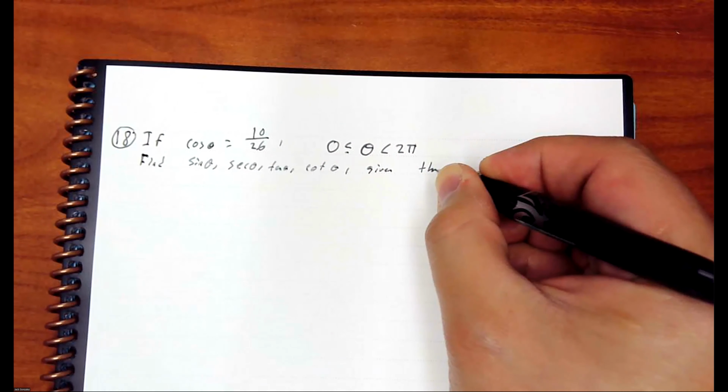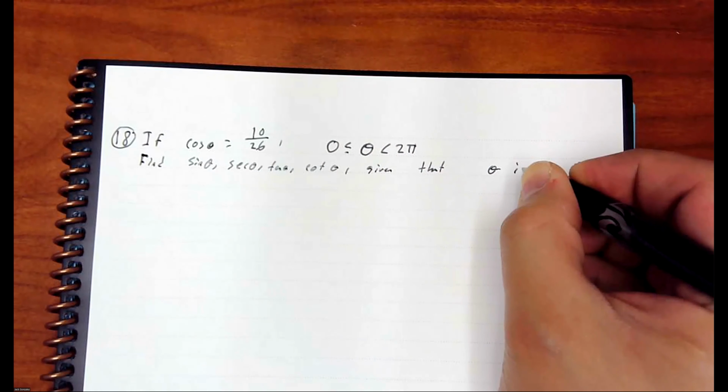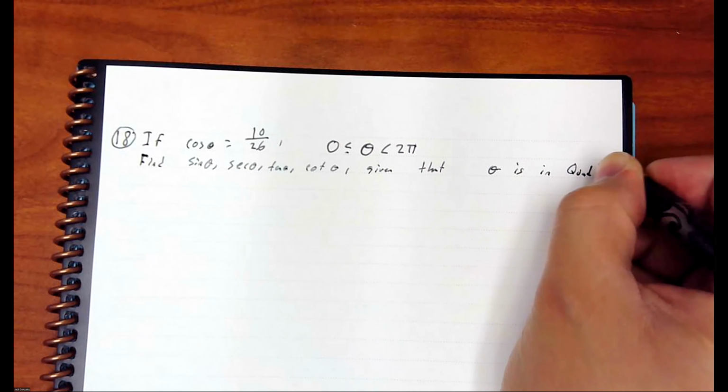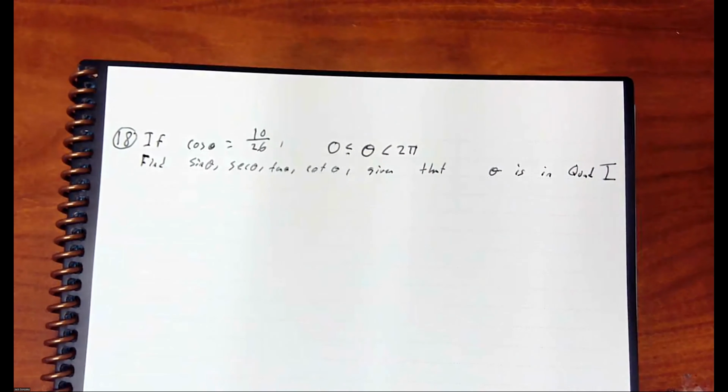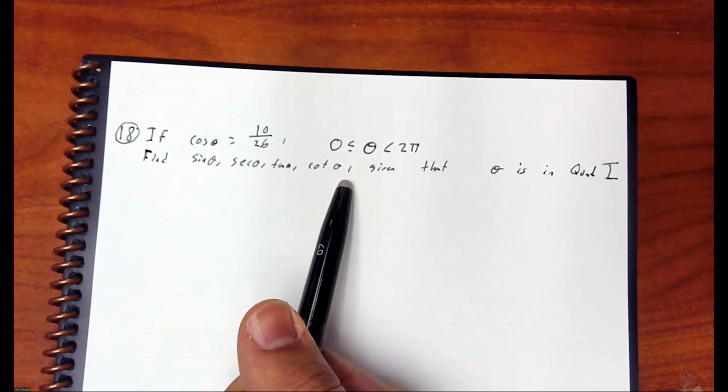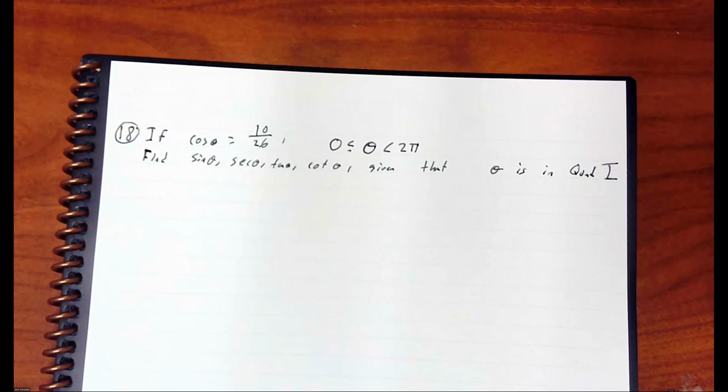Given that theta is in quadrant 1. So they kind of have to tell you or hint at the location of theta. They don't have to tell you the angle. They've got to tell you where it's at. Because if they don't, then you won't know if these functions will be positive or negative. So the signs won't be known unless you have the location.